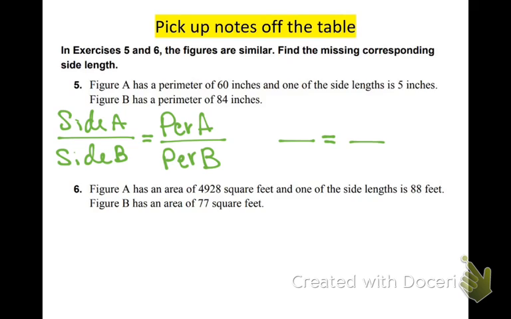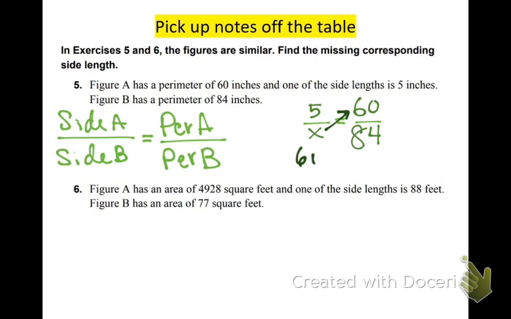So what is side A, or side length that we're given from figure A? 5. Are we given a side length from figure B? No. So we're going to put X. Are we given the perimeter from figure A? Yes, 60. And the perimeter from figure B is? 84. All right, when we have one fraction set equal to another, we do cross multiply.